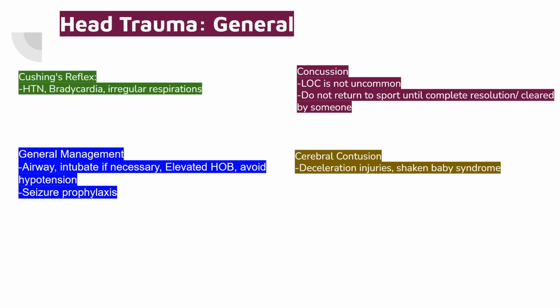Okay, let's start with some head trauma. Just some general facts and small pearls here, right? So Cushing's reflex is hypertension, bradycardia, and irregular respirations due to increased intracranial pressure. They may give you a patient with some vital signs that kind of match that and ask you what's going on following trauma. General management is airway, intubate if necessary, elevate head of bed, avoid hypotension, seizure prophylaxis. Again, this is in head trauma.